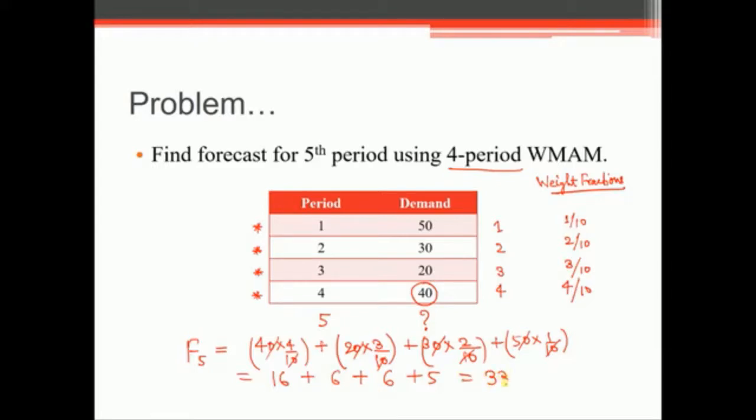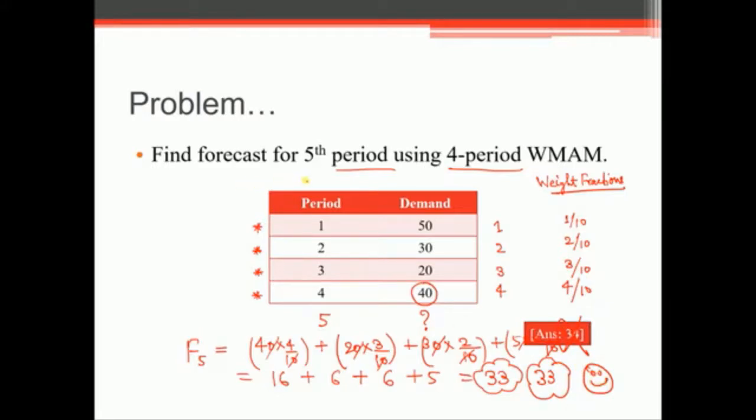So this is 33. This is the answer that we got as the forecast for the fifth period using the 4 period weighted moving average method. Let me check if there is any mistake here. 16 plus 12 is 28, yeah, this is wrong. It should be 33. This is your correct answer.